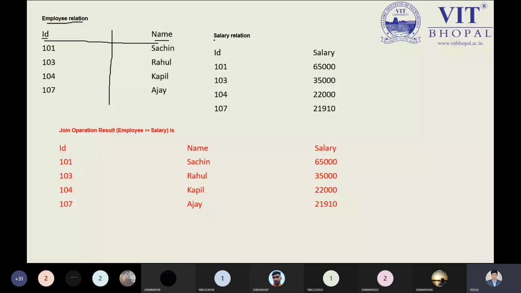If I'm applying employee natural join on salary, please focus on my words. What is the common attribute? We have the ID, so we can pick it over here. So ID will be here, and then employee name will come, and then salary will come. Now you will be happy to see that over here.